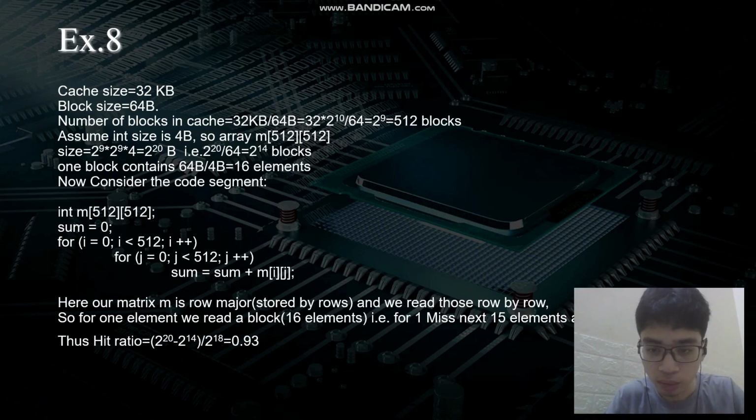For one miss, 15 elements are hits. So the hit ratio equals 2 to the power of 20 minus 2 to the power of 14, divided by 2 to the power of 20, which equals 0.93.